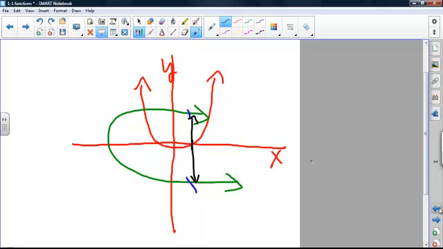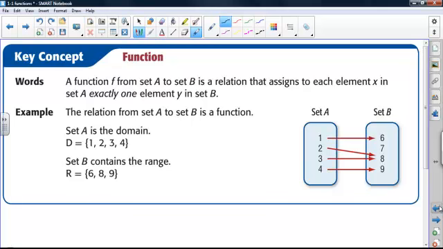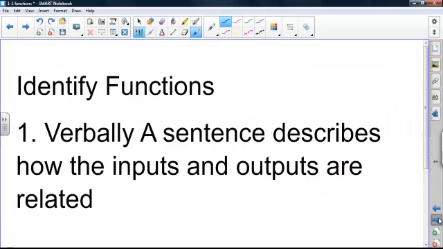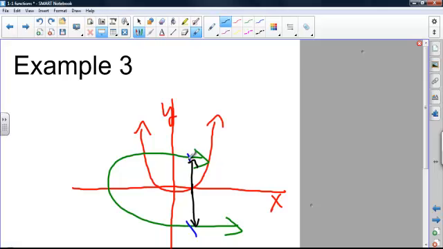Remember that this right here, where we had this number 2 going to 8 and 7? Well, that broke the rules. Same thing here. It's breaking the rules. This x value has two separate y values.